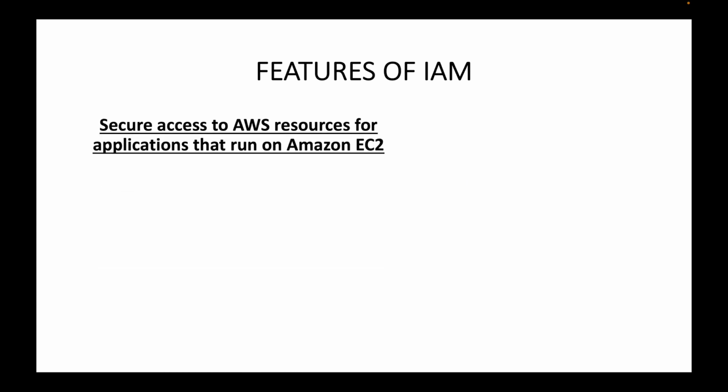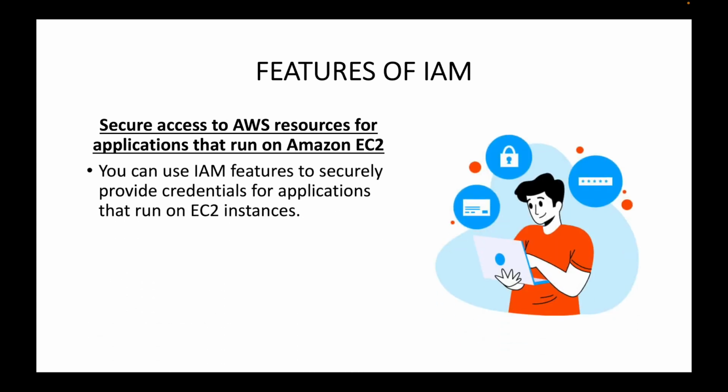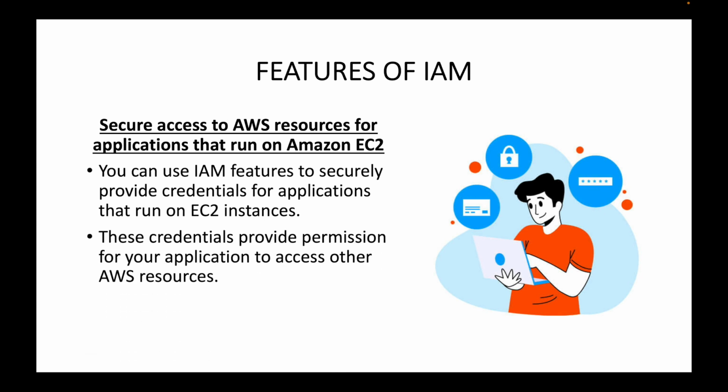The next benefit is that you can also secure access to the applications that are running on your EC2 instances. You can use IAM features to securely provide credentials for the applications that you're running on the EC2 instances. Let's say you have EC2 instances which want to store some data on one of your services, like an S3 bucket. We can make use of the IAM service to provide those credentials for your applications. These credentials provide permissions for your applications to access other AWS resources. For example, you can access your S3 buckets and your DynamoDB tables from your applications that are running on your EC2 instances.